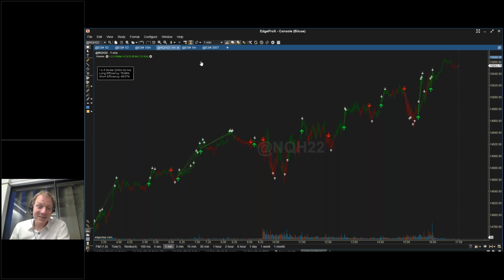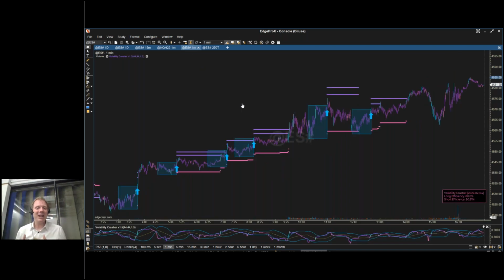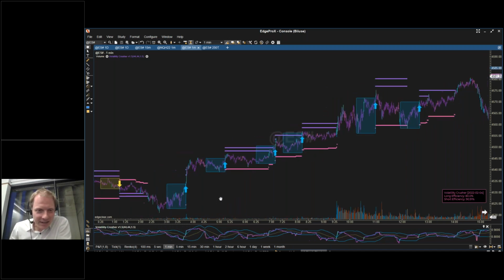showcased. And in fact, this is my favorite one because it is the sideways indicator, which I mentioned before. We call this one Volatility Crusher, and it is designed to identify breakouts out of a sideways consolidation phase. So how does this indicator work?